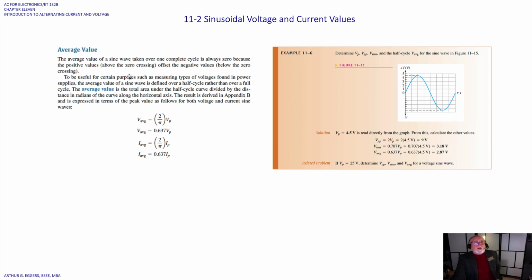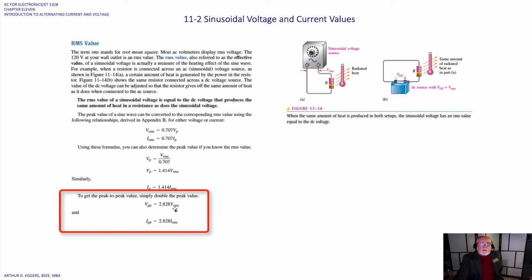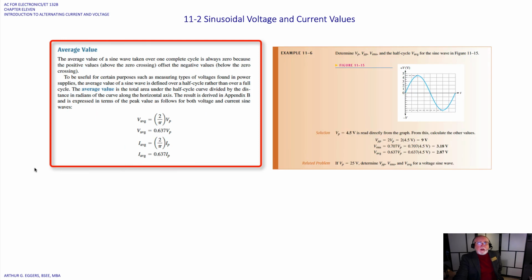So if we want to calculate this value, all we have to do is enter the RMS value or the peak value, and we can use that relationship to calculate one from the other. We also identified something known as the average value. The average value of a sine wave taken over one complete cycle is always zero because the positive value and the negative value offset and cancel each other.